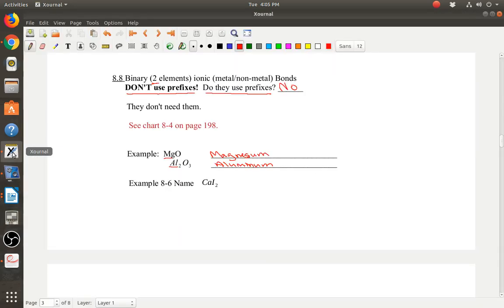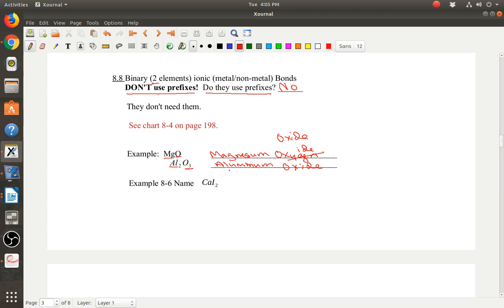So go back to this. Magnesium, and then this is oxygen, but we change the ending to "ide." So it's oxide, magnesium oxide. This is aluminum with oxygen again, and you change the ending to "ide." So notice I did not put trioxide or dialuminum. The prefixes are only for covalent. Prefixes are only for covalent.